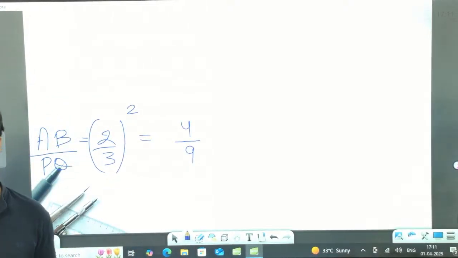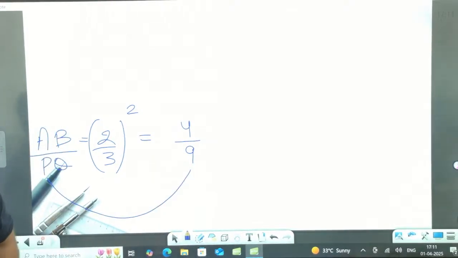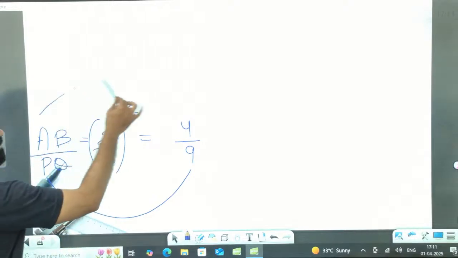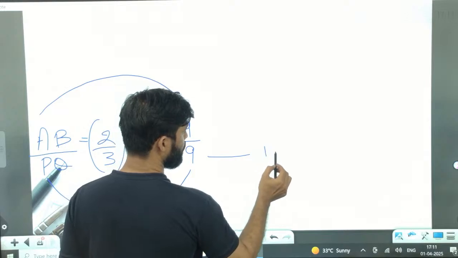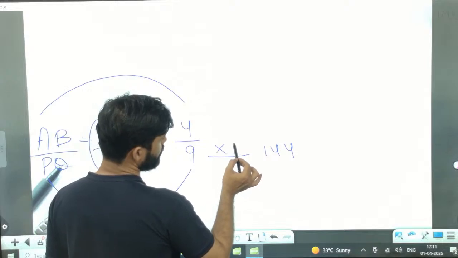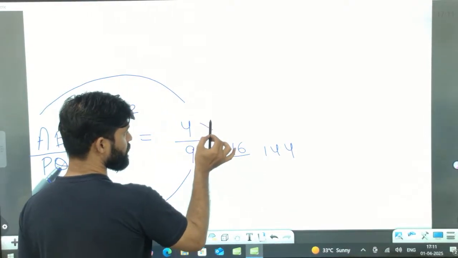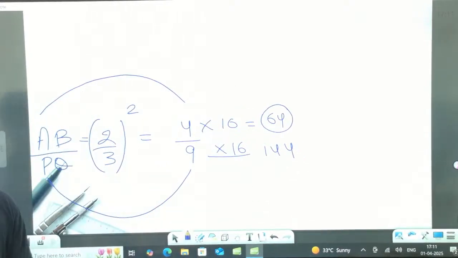And what is given? Area of triangle PQR. So PQR area is 9 units, and that area of ABC is 4 units. So we have to find out the value of 4 units, and 9 units is given in the question. So the value of 9 units is 144. So the value of 1 unit is 16. Okay, so 16 into 4 will be 64. That's it. So the answer is 64.